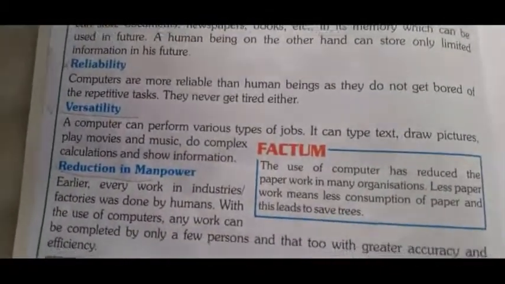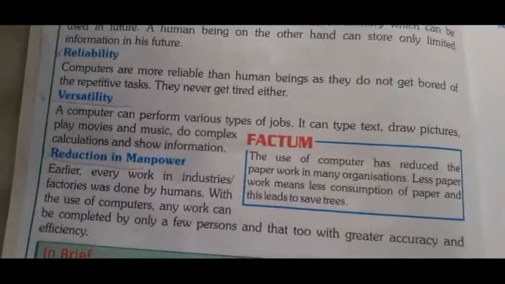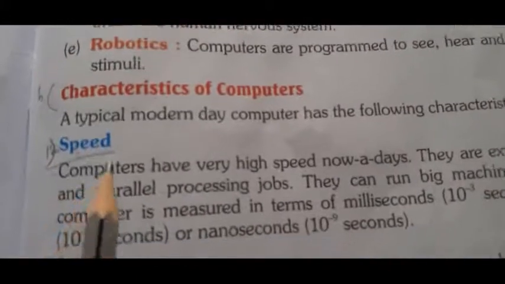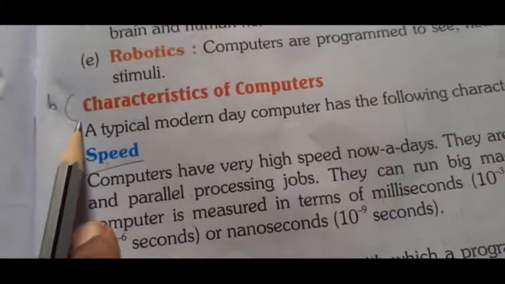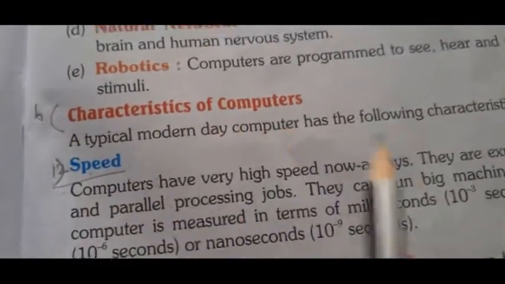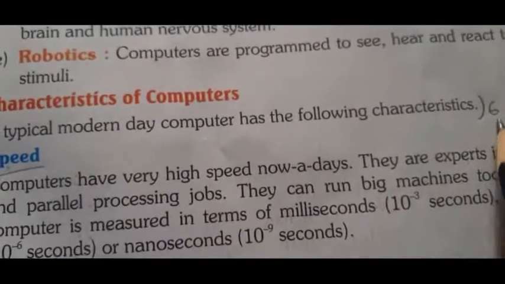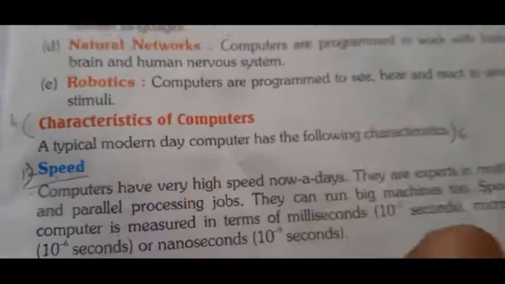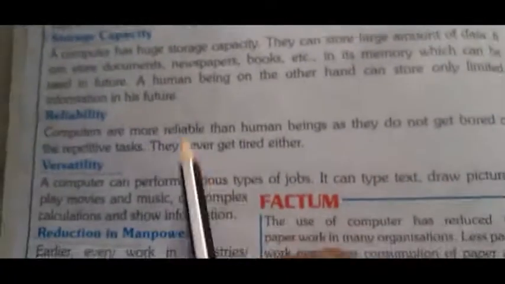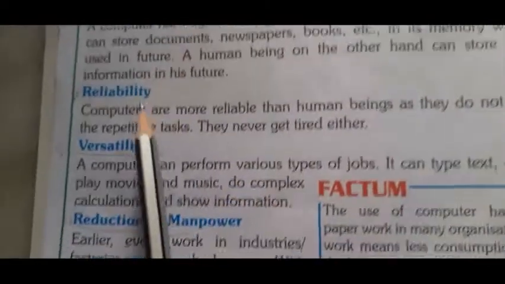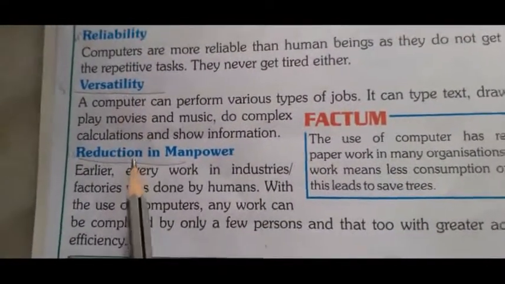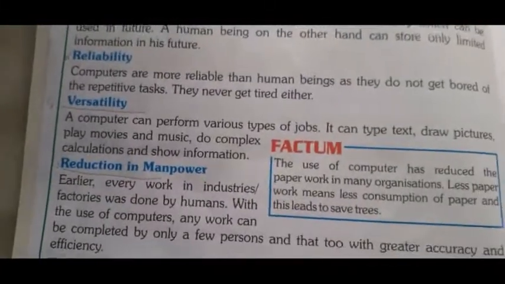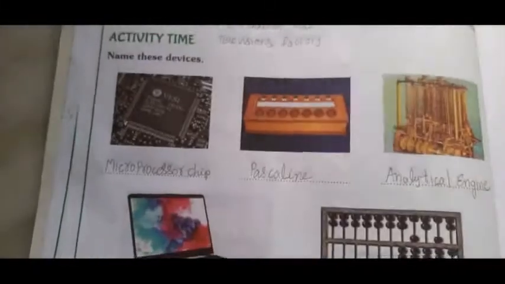So this is the sixth question answer. Okay, what is the sixth question answer? Just in page number 11, characteristics of computer, from here onwards up to here characteristics. After that you just write 1. Speed, 2. Accuracy, 3. Storage capacity, 4. Reliability, 5th. Versatility, 6th. Reduction in manpower. Okay children, this is about the question and answers. Next, see page number 14.